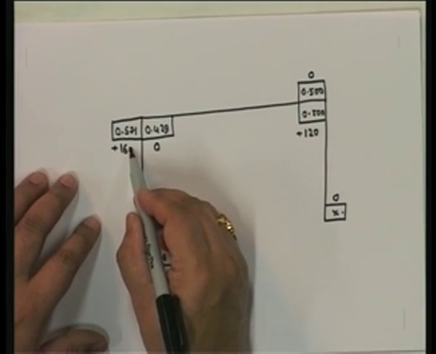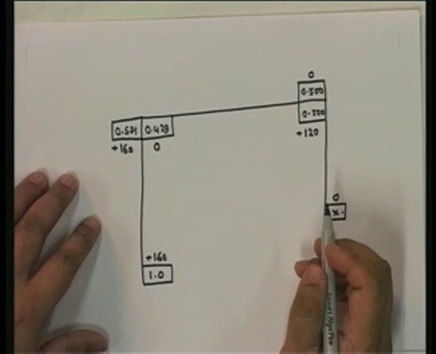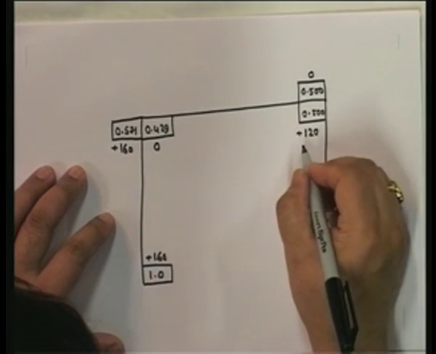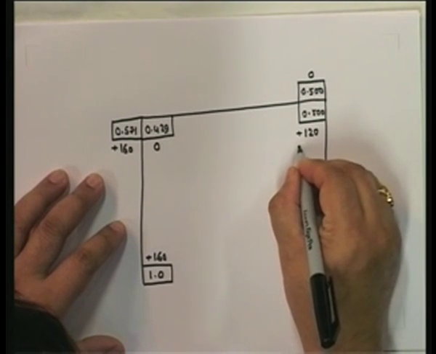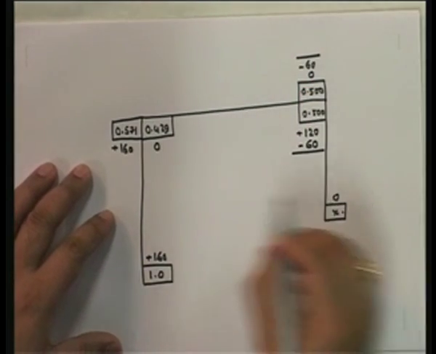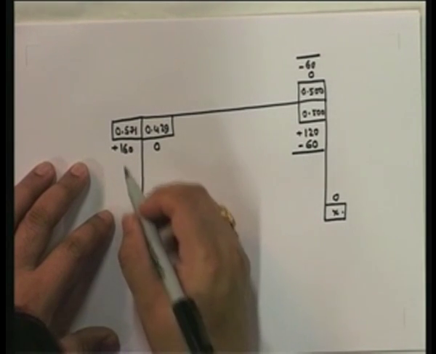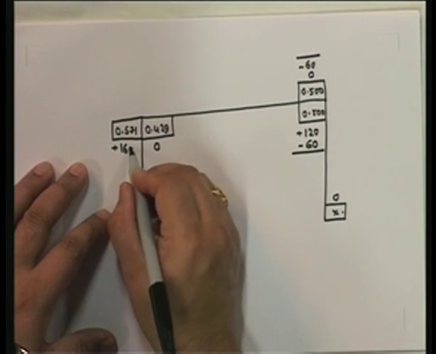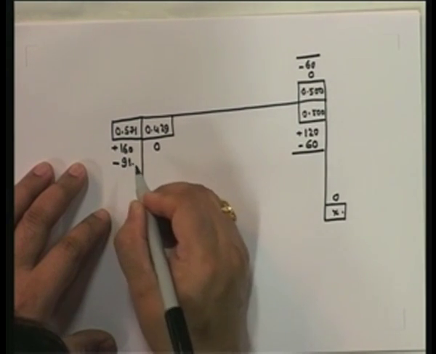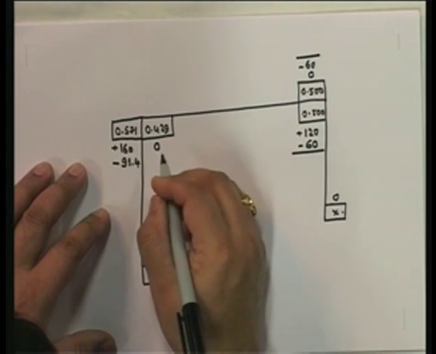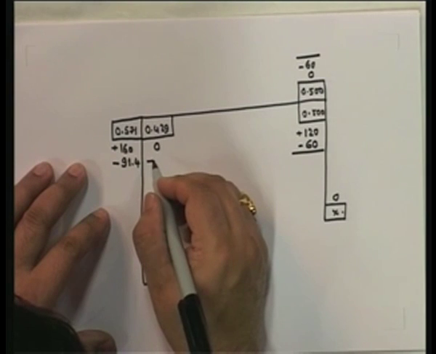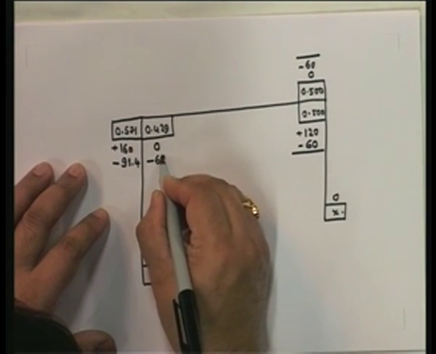What I get over here, in this particular case, is distribution. I'm going to do the distribution together. So over here, I get minus 60. Distribution over here is going to be 4 over 7, so it's going to be 640 upon 7, which is equal to minus 91.4, and this is going to be 480, so this is going to be minus 68.6.